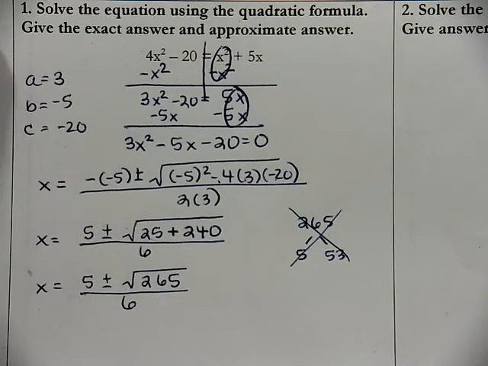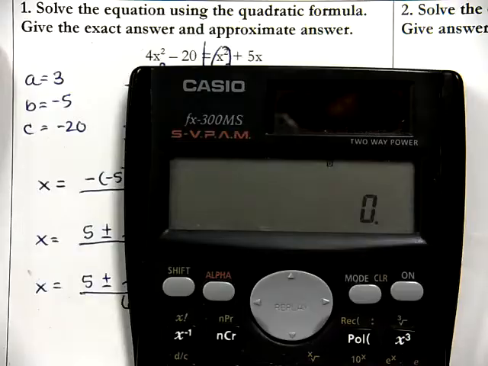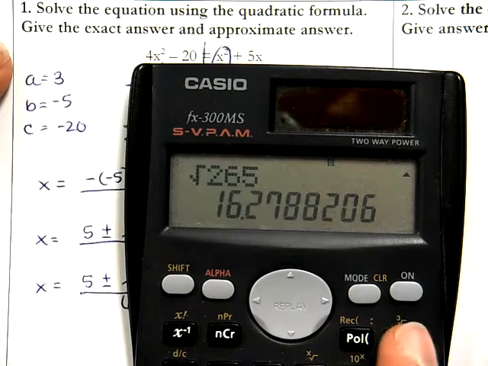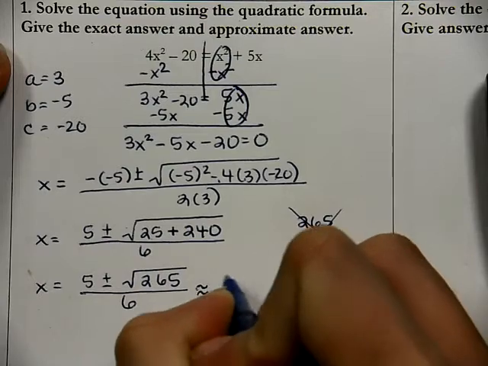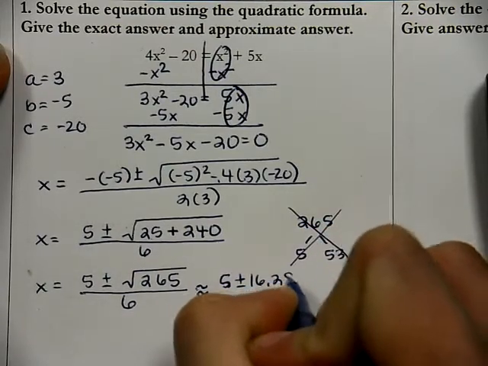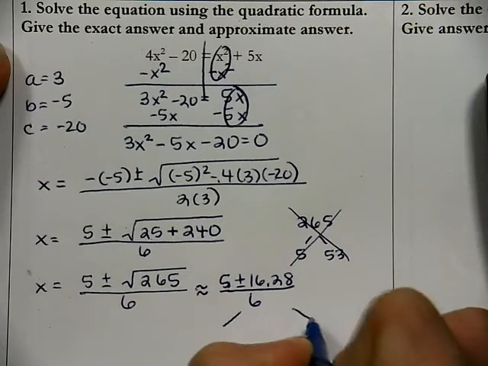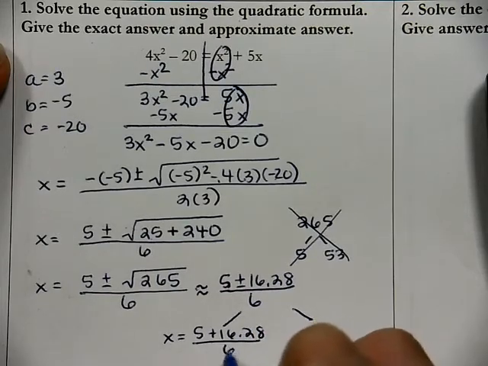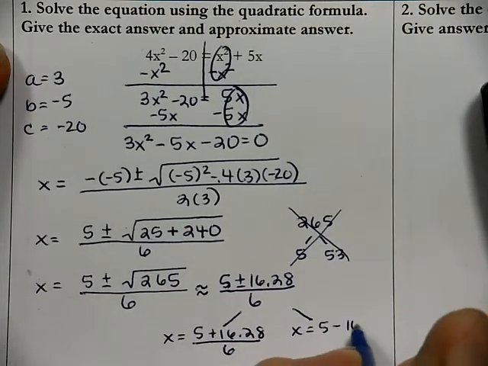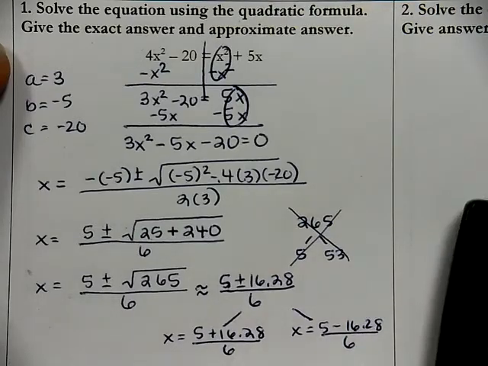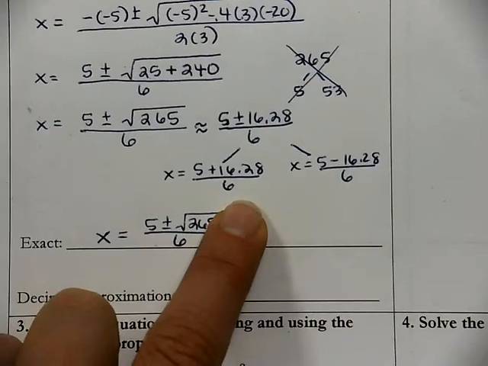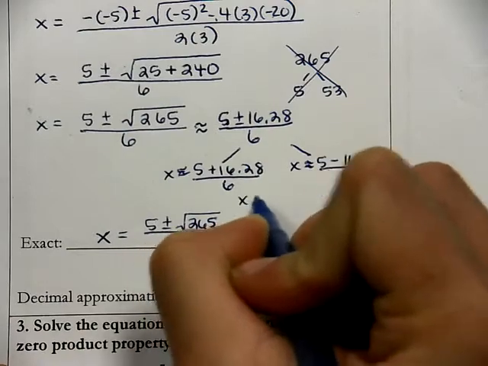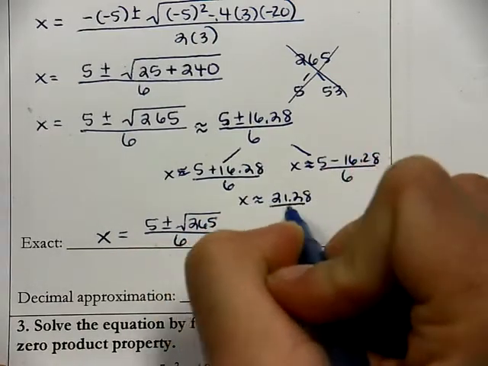It also wants the decimal approximation. Well, I can simplify the square root of 265 to about 16.28. So that would be about 5 plus or minus 16.28 all over 6. And from there, I have to break it apart into two equations. X is either 5 plus 16.28 all over 6, or x is 5 minus 16.28 all over 6. To the side, 5 plus 16.28 should be approximately, right, because we rounded, 21.28 divided by 6.